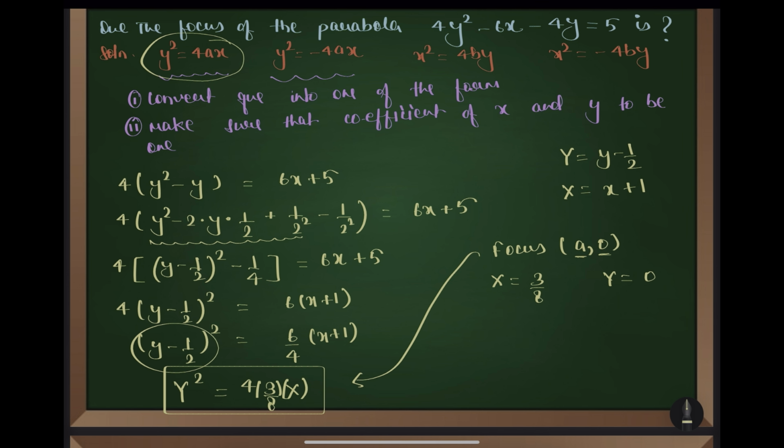Now replace capital X with your x plus 1. So it is 3 by 8. Capital Y is y minus 1 by 2 equals 0. So small x will become, taking that to the other side, minus 1, so 3 by 8 minus 1, which is minus 5 by 8. Y is 1 by 2. So the required focus is minus 5 by 8 comma 1 by 2.